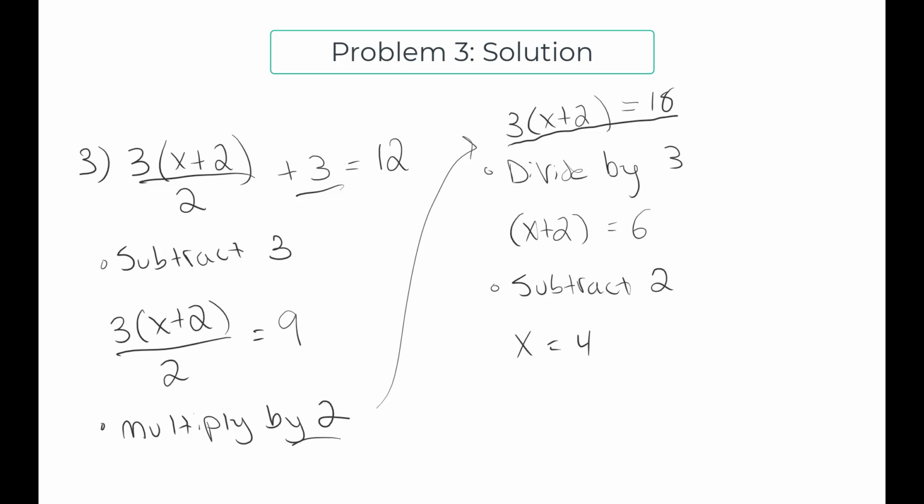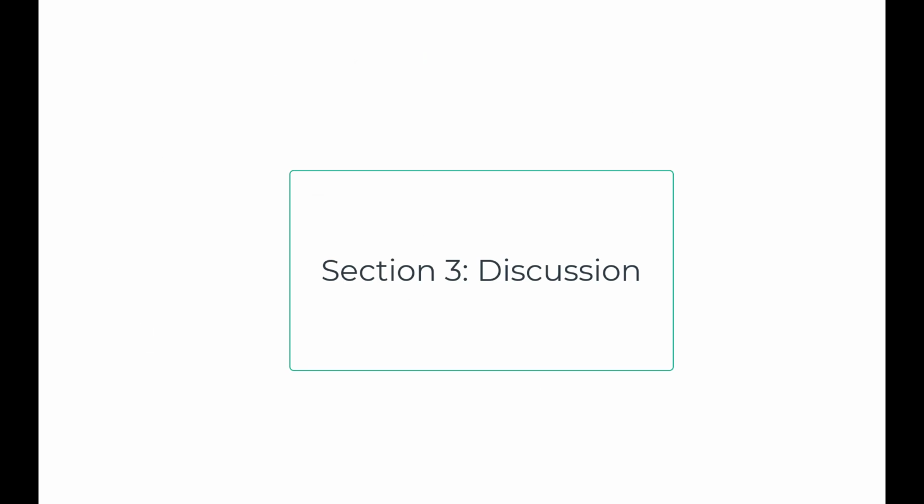And that's going to give us x plus 2 is equal to 6. And then we're going to subtract 2 on both sides, which gives us x equals 4 for our solution. Moving into our third section, which is just discussion-based answers. It's going to be important for you to not have to write anything down.